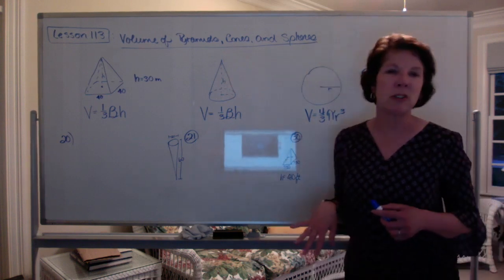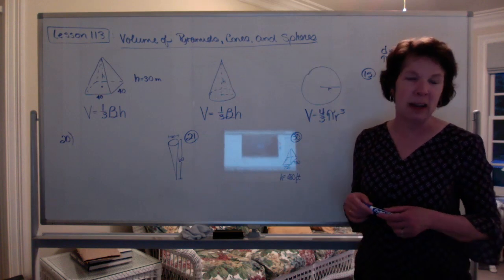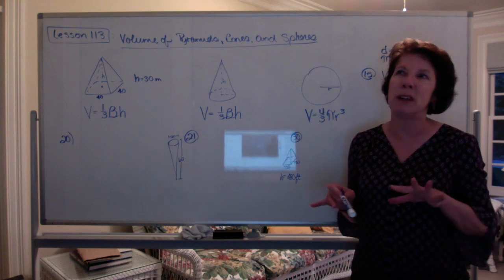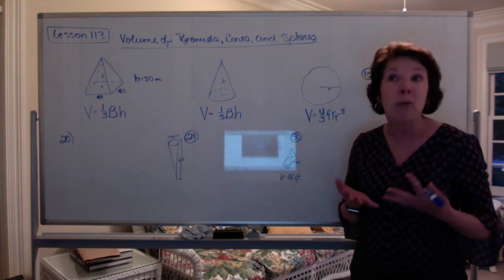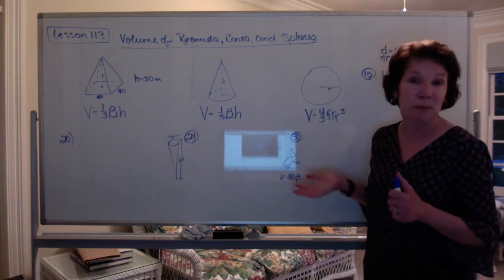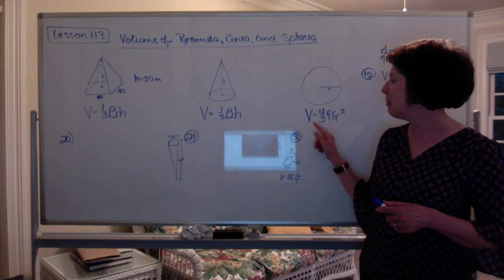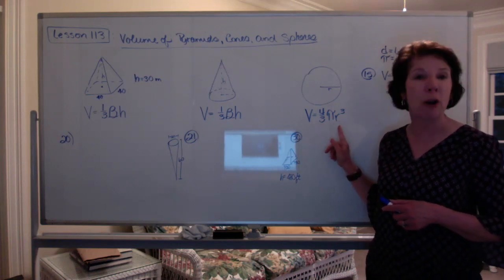And let's move on to our last formula, the volume of a sphere. Now, this looks like a circle. I'm having a hard time drawing a sphere, but you know what a sphere is. It's like a ball or a grapefruit. Okay, so what is the formula here? The volume of a sphere is 4/3 pi r cubed.